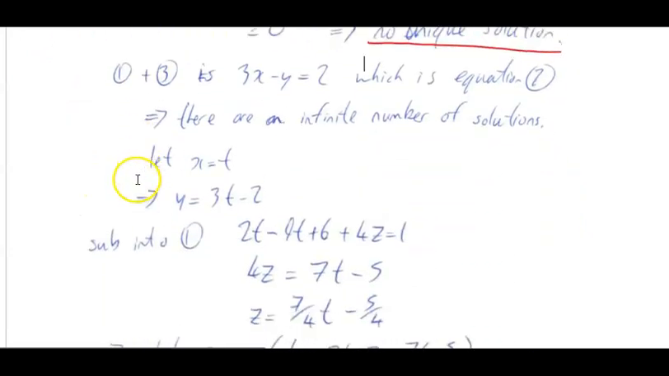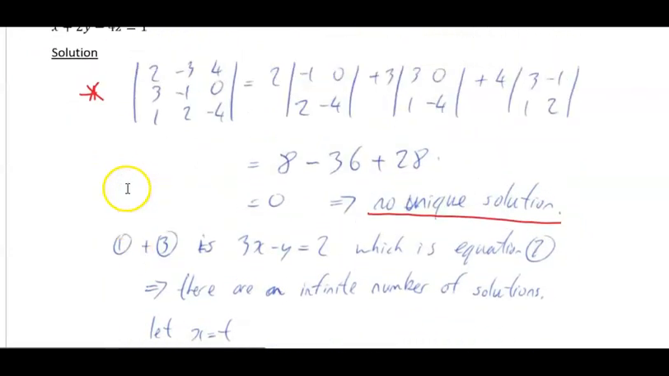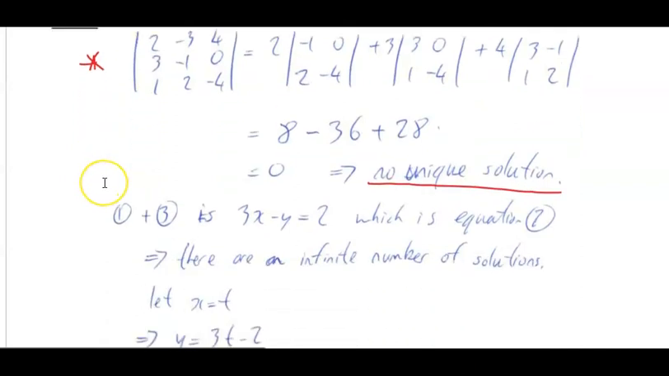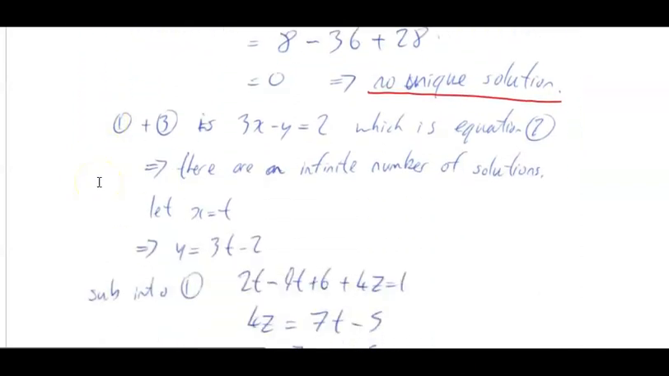Okay, so if you do equation 1 plus equation 3, you get equation 2. So that means there is an infinite number of solutions. If you see this, if one equation plus another gives you one of the other equations, you're in that situation where you've got an infinite number of solutions.